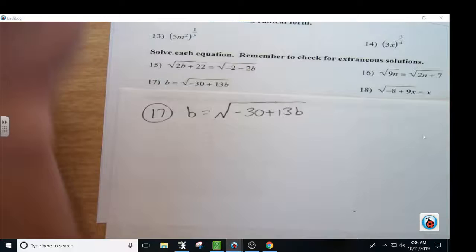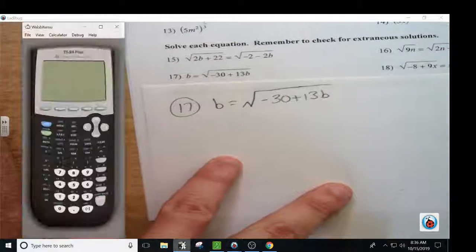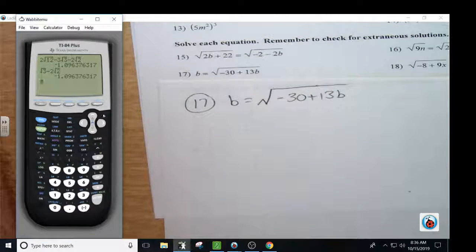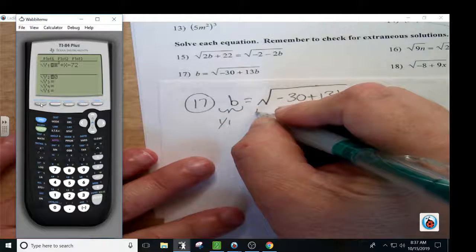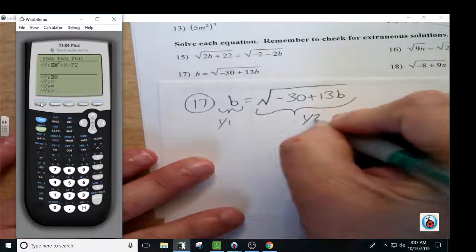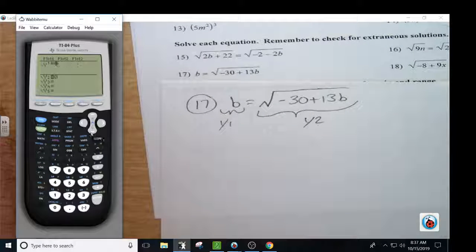Okay, here we go. So, save you a lot of time. And it's always the same. If you ever notice, guys, intersection usually takes care of about all your stuff. So that's y1. That's y2. Okay. So now, to clear this out, that's X. Put it in this order. All right. X and Y1 and the square root of negative 30 plus 13x.